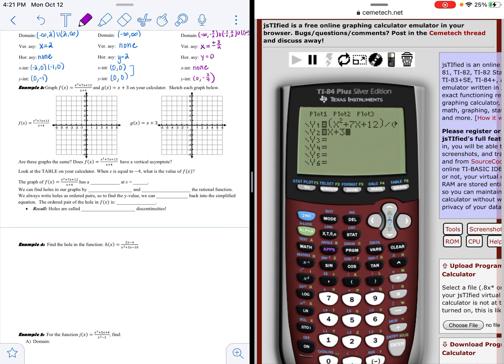Then in y2, I'm going to graph y equals x plus 3. Now, on your calculators, if you have a calculator like mine, an 84 plus, it's going to graph both of these on the same graph paper. And I'm not going to be able to tell which one's which because they're both just going to be graphed with solid lines. So what I can do to change it on my calculator is move over all the way to the left and then hit enter.